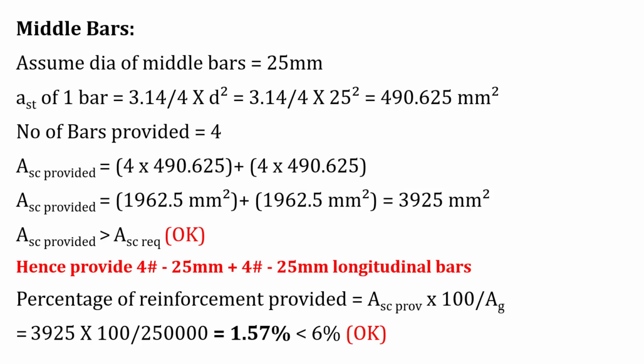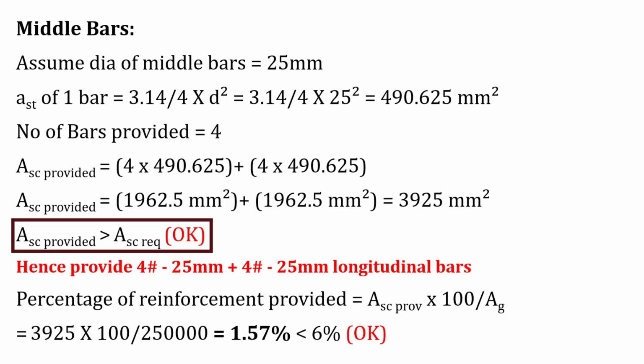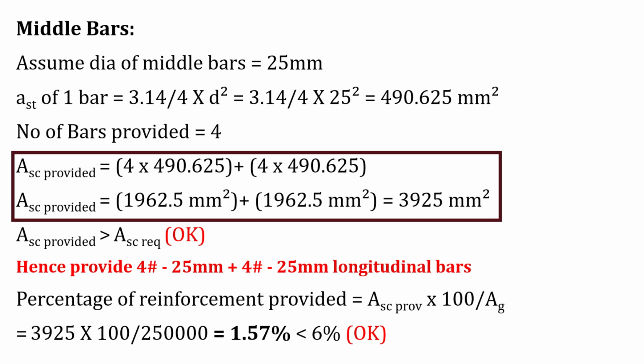Again, assuming the diameter of the middle bars as 25 mm, the area of one bar is the same as the corner bars. AST of one bar will be pi by 4 d square, where d is 25 mm. Since we have already calculated the required ASC, which is 3703.02 mm square, the provided reinforcement is greater than the required value. ASC provided will be equal to 1962.5 mm square from corner bars plus 1962.5 mm square from middle bars. The total will be 3925 mm square.